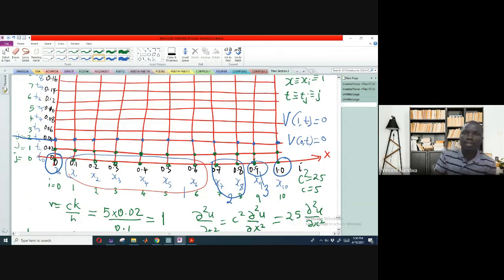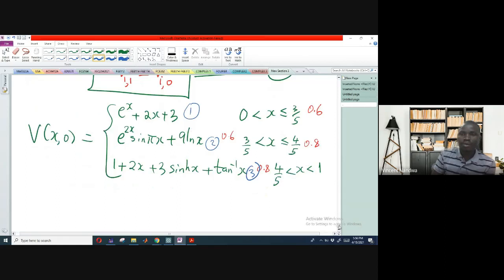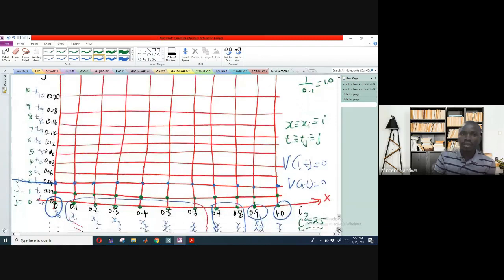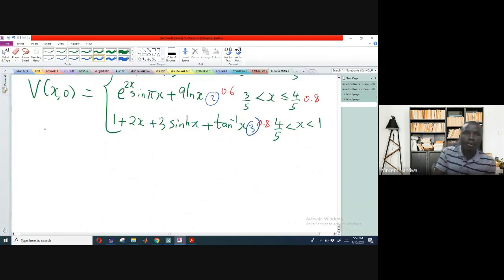So now with those conditions, we can go ahead and get the answers. And remember that J will be running from 0, 1, and then 2, because we have to stop at this point here. So there are three cases to consider. Case 1, J equals 0. Case 2, J equals 1. And case 3, J equals 2.